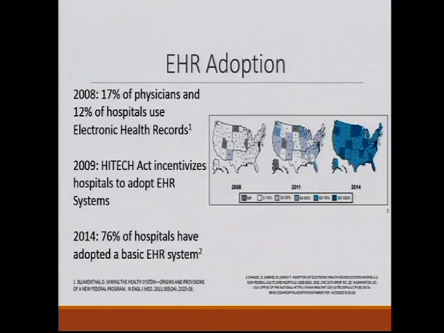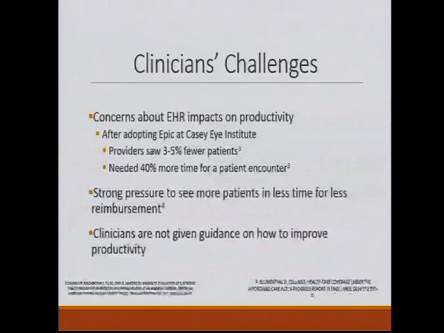So that's great. Unfortunately, with a big change like that, there are some challenges, and there are very particular ones to productivity. Just looking at OHSU and Casey Eye Institute in the Ophthalmology department, after adopting the Epic healthcare system in 2006, ophthalmologists see on average 2 to 5% fewer patients than they did before, and it takes them about 40% or more additional time per patient encounter, which is quite a lot. At the same time, there's a strong pressure for providers to see more patients in less time for less reimbursement, and there isn't really a lot of guidance on how to do that effectively with these new challenges that people are facing.